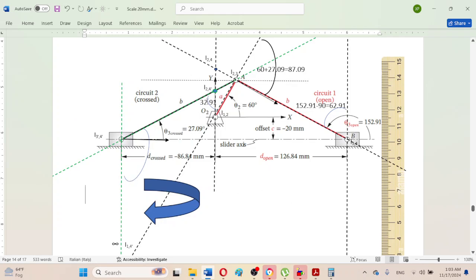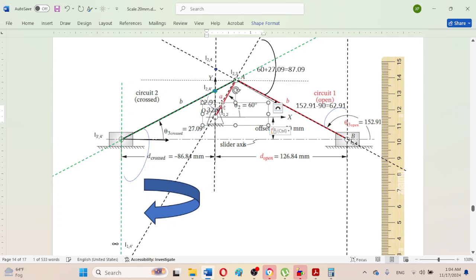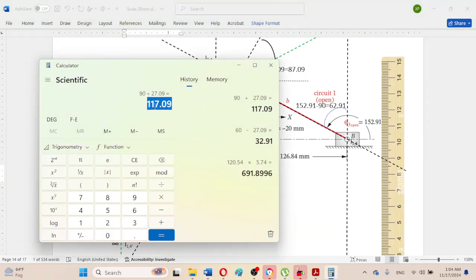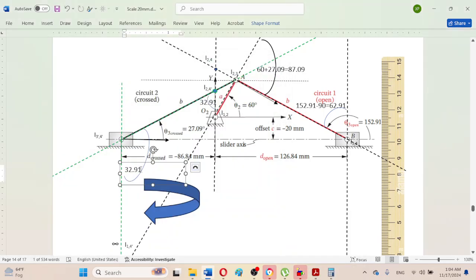This angle can be mentioned here. Just copy this label and paste it here: this complete angle between this connecting rod and this vertical. This angle is 117.09. Just copy and paste it from here.